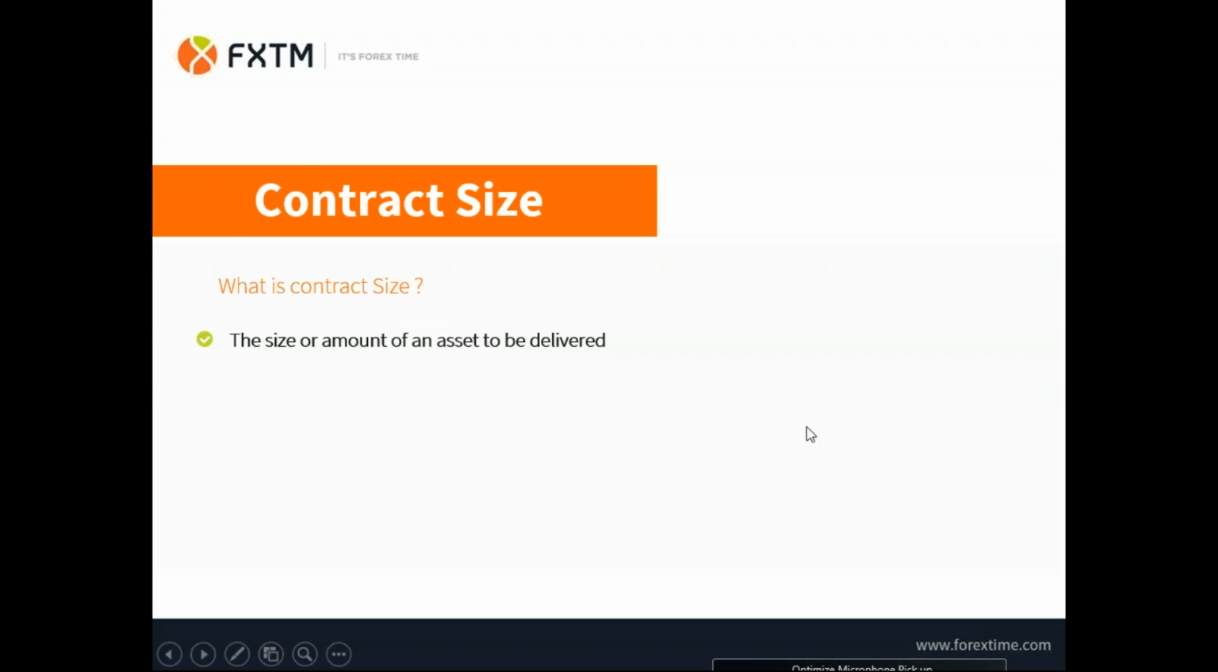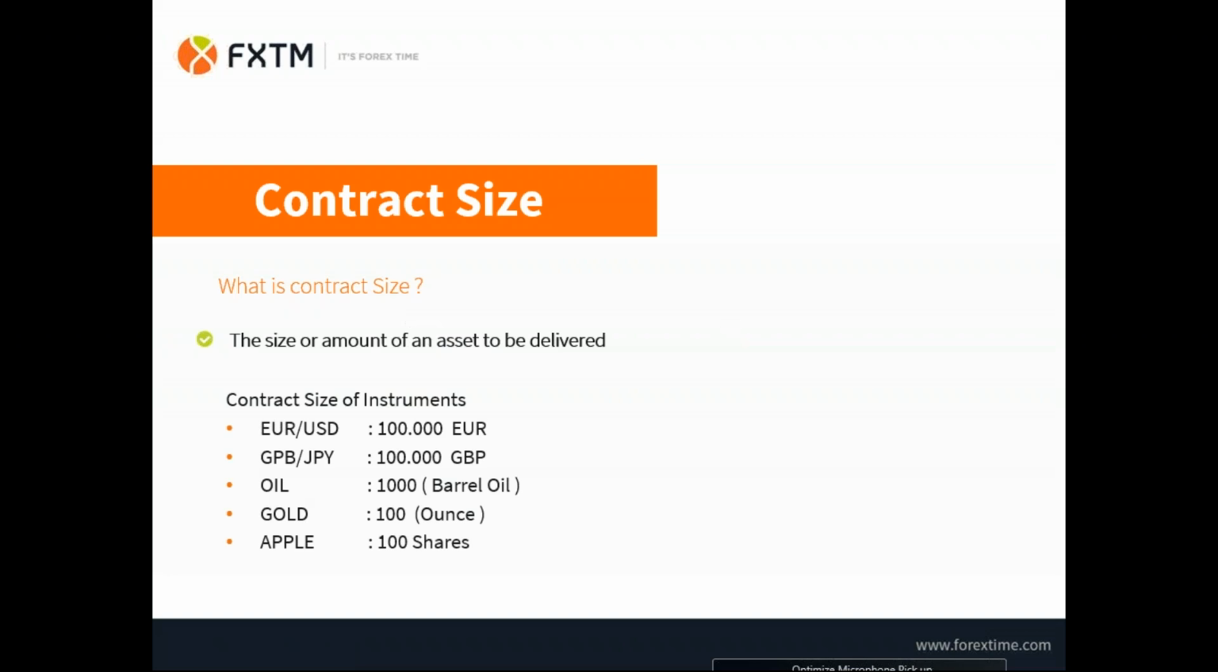So the next is the contract size, the size or amount of an asset to be delivered, the contract size of an instrument. For example, let's take a comparison of forex with commodities and then shares. Let's take a look at this. It's like what we talk about, one standard lot or 100,000 units for that matter. You can take a look at it. If you have any question, you can ask me at any point of time.